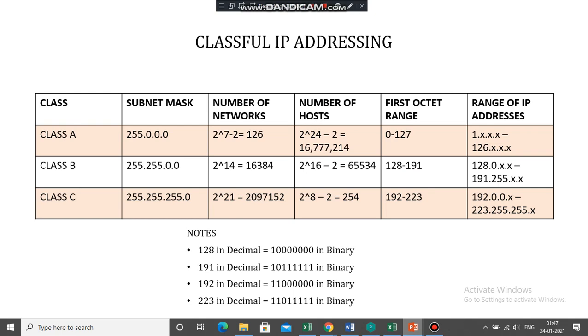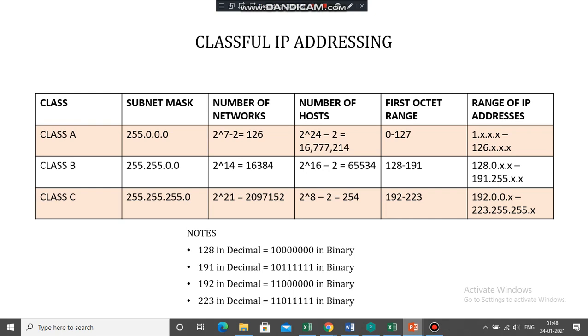we remove 2 of the hosts because a host ID in which all bits are set to 0 cannot be assigned, because this host ID is used to represent the network ID, and a host ID in which all bits are set to 1 cannot be assigned, because this host ID is reserved as a broadcast address to send packets to all the hosts present on that particular network. For the same reason, 2 of the host addresses are removed from both class B and class C as well. So next we come to class B addressing.